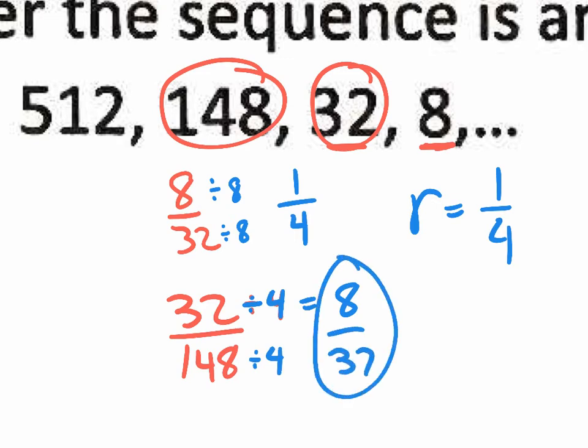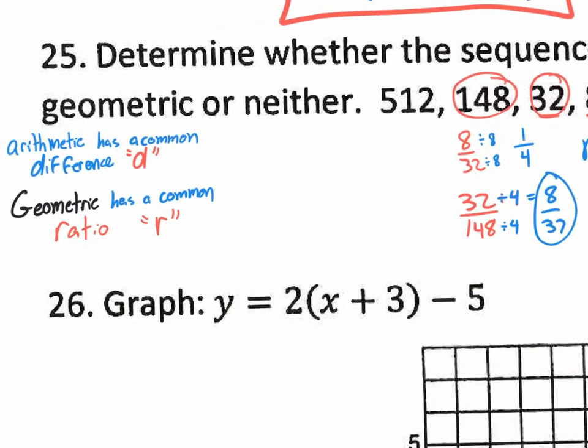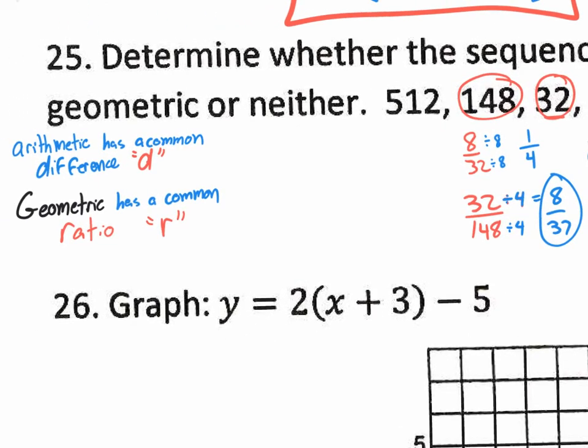So as you can see, that ratio is different than 1/4, so it is not common. It is not a common ratio. So it did not have a common difference. It did not have a common ratio. So what's the correct answer here? Neither, right? The explanation is that it did not have a common difference or a common ratio. So the correct answer is neither. This list is not geometric, it's not arithmetic, it's neither.